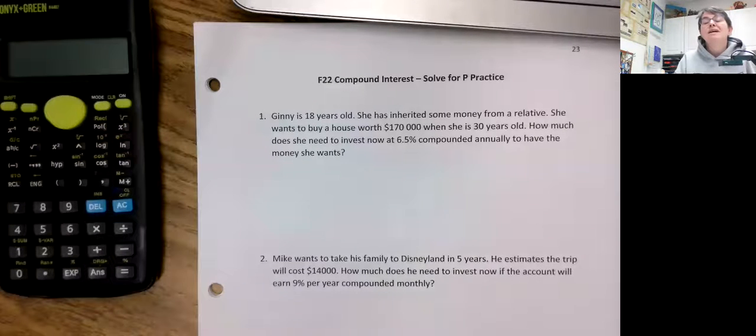Hi there, this is video F22 on compound interest, and it is practicing solving for P, solving for principal or solving for present value.